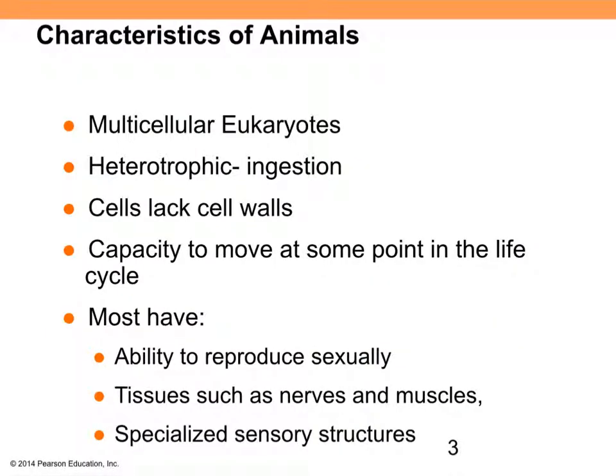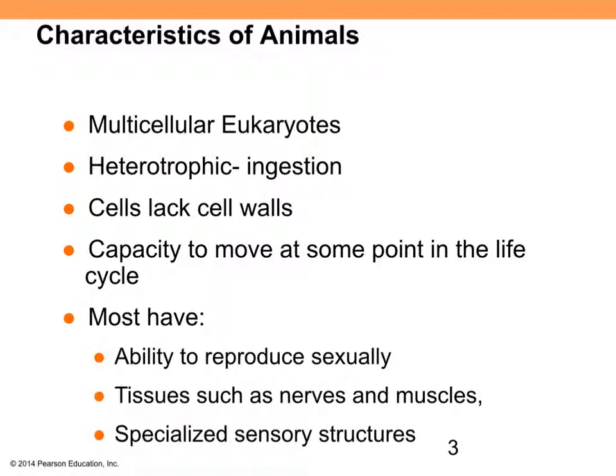So all animals are multicellular and eukaryotic. So this is one of our kingdoms within the domain Eukarya. All animals are heterotrophic and they ingest their food. So this is different than our fungi, which absorb their nutrients. Animals do not have cell walls. And at some point in their life, they will all move.